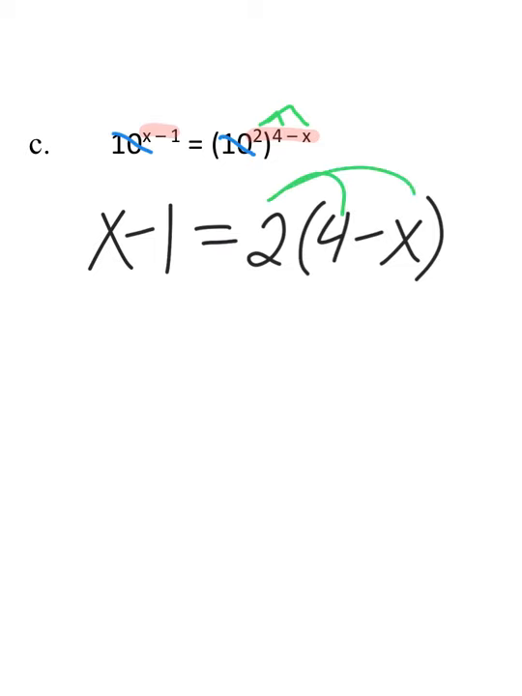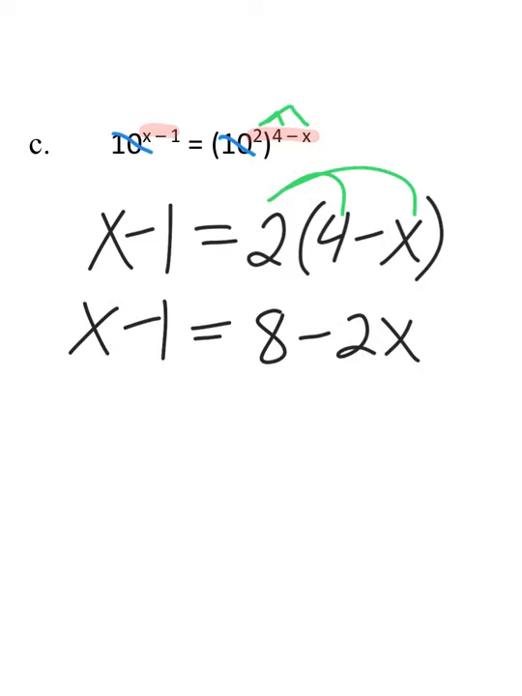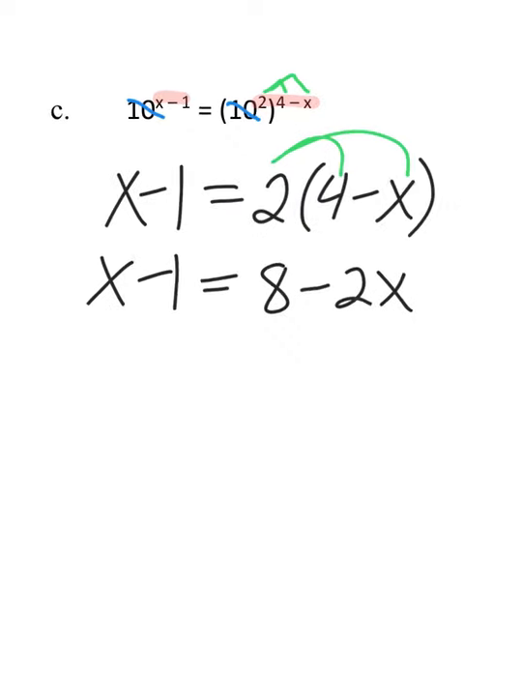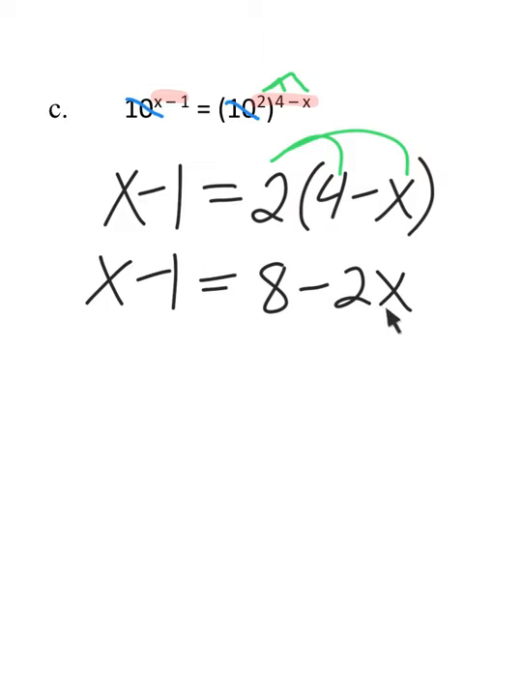So there's going to be distributing here. The other side, x minus 1, that won't change. But then you have 2 times 4, 8, and 2 times negative 1x, which is negative 2x. And from here, a little bit more solving. Now this is a situation where we have variables on both sides. So ultimately we want our variables collected to one side and the integers collected to the other.